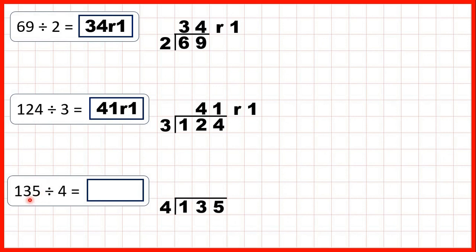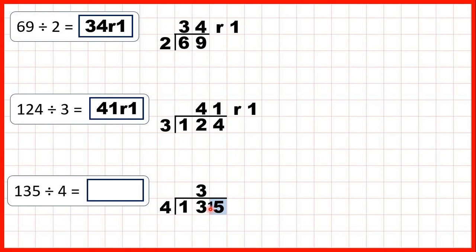Now 135 divided by 4. Again, the first digit is less than the divisor, so we can take the first 2 digits together and divide 13 by 4. The closest number to 13 in the 4 times table is 12, and because 12 is 3 times 4, we can write 3 in our answer line. But 3 times 4 is 12, and from 12 we need 1 more to get to 13, so we need to write our remainder 1 in front of the next digit.